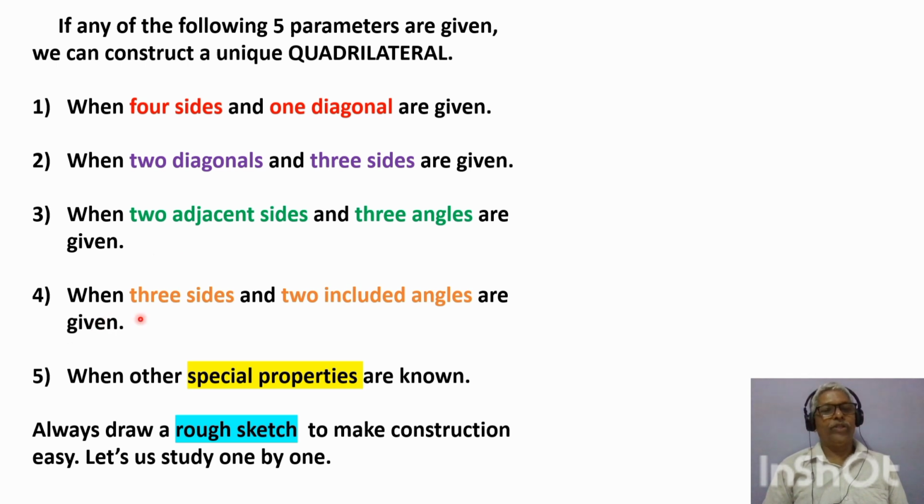Fourth one, when three sides and two included angles are given, that means not inside. We will see all of them in detail. And a fifth one is when other special properties are known. In this case we will try to draw all of these one by one. But remember one comment here: always draw a rough sketch to make a construction easy.